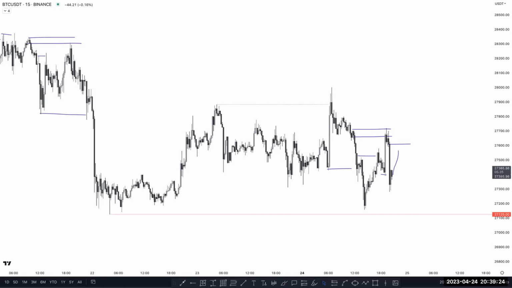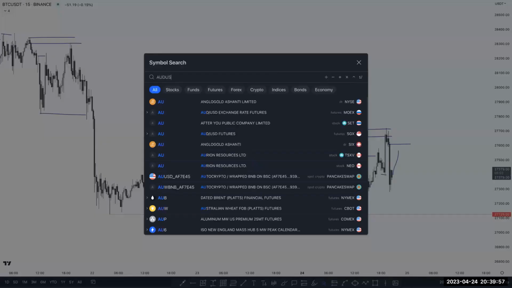Okay, so now I'm going to enable chat. US30 H1. Okay, Aussie USD, please. Okay. Let's look at the Aussie USD first.